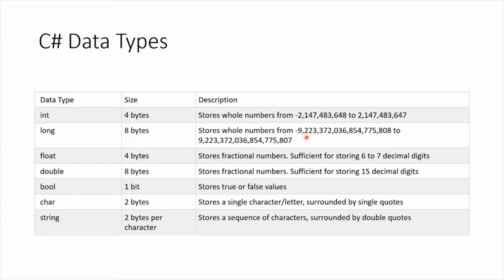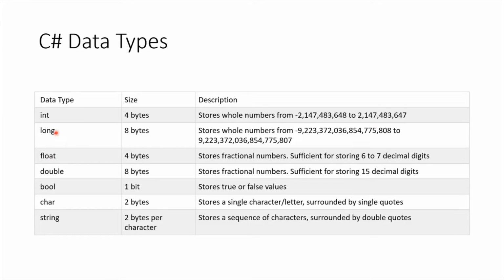Long stores, so you see it's starting from 808, and these are the number of millions. I cannot even pronounce this, but you can search. This is a 19 digit number. I don't think you will have longer than this.